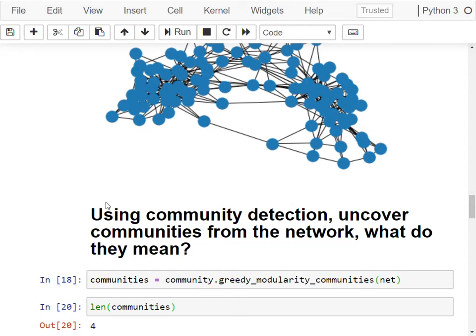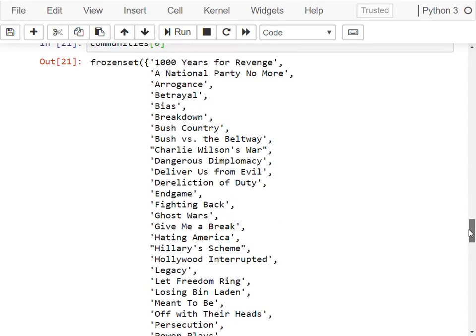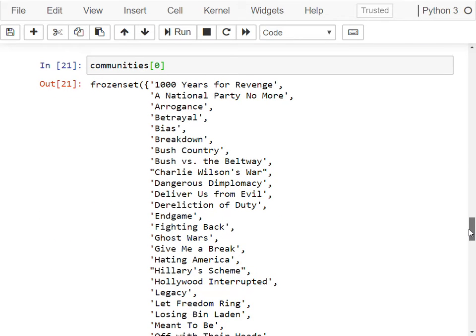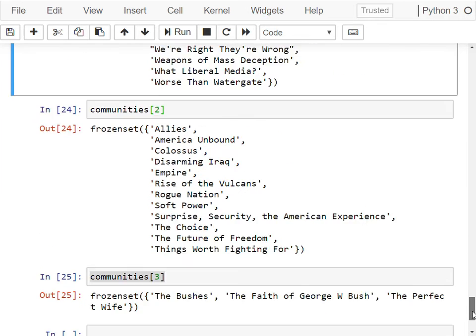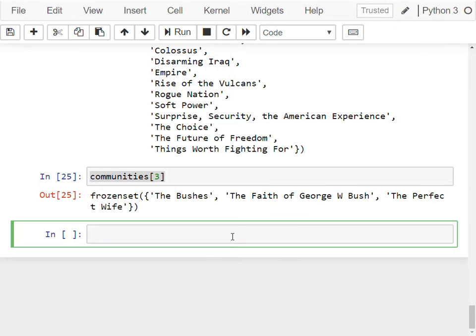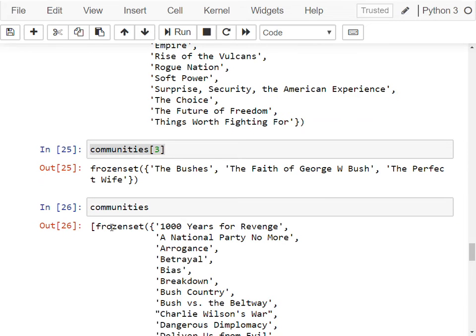There are a couple of steps involved here. First, I need to map each book to its community. Now, the data structure that we've got when we look at communities is a list of sets. It's called a frozen set, meaning the set doesn't change, but you can consider it as a list of sets. And I want to map each book to its set.